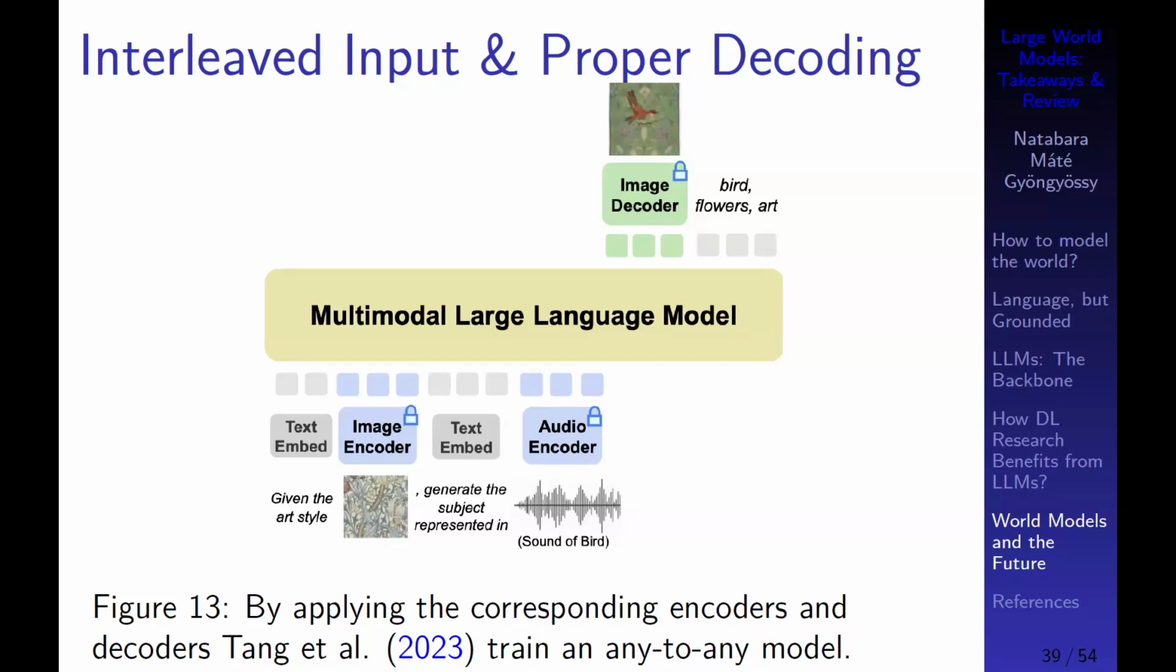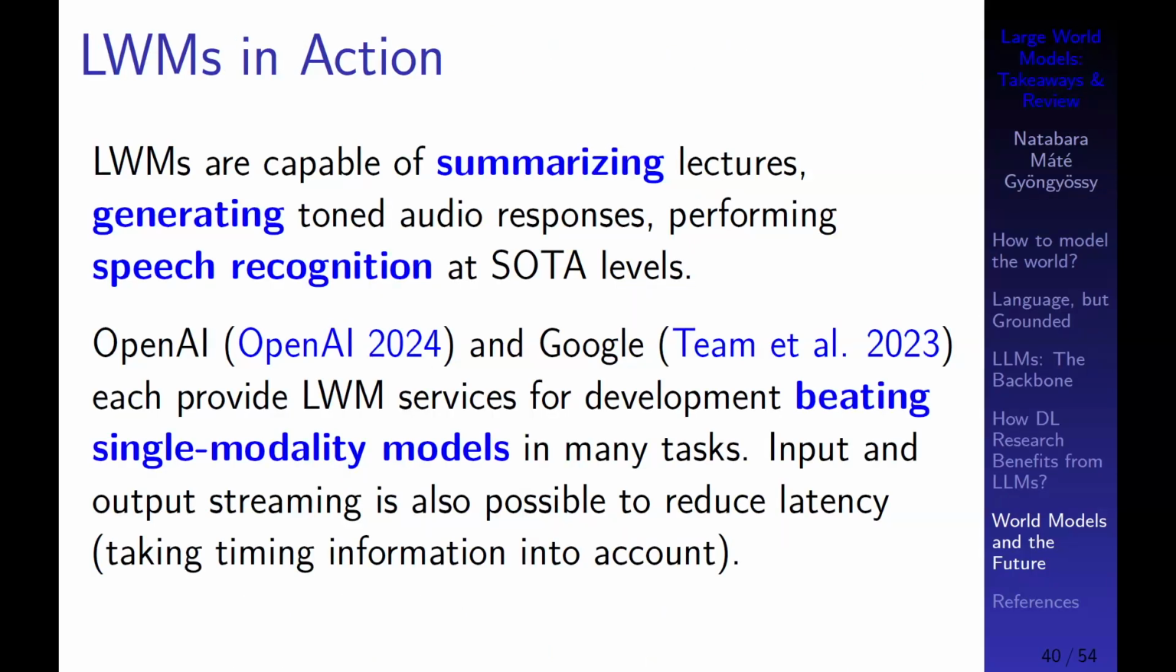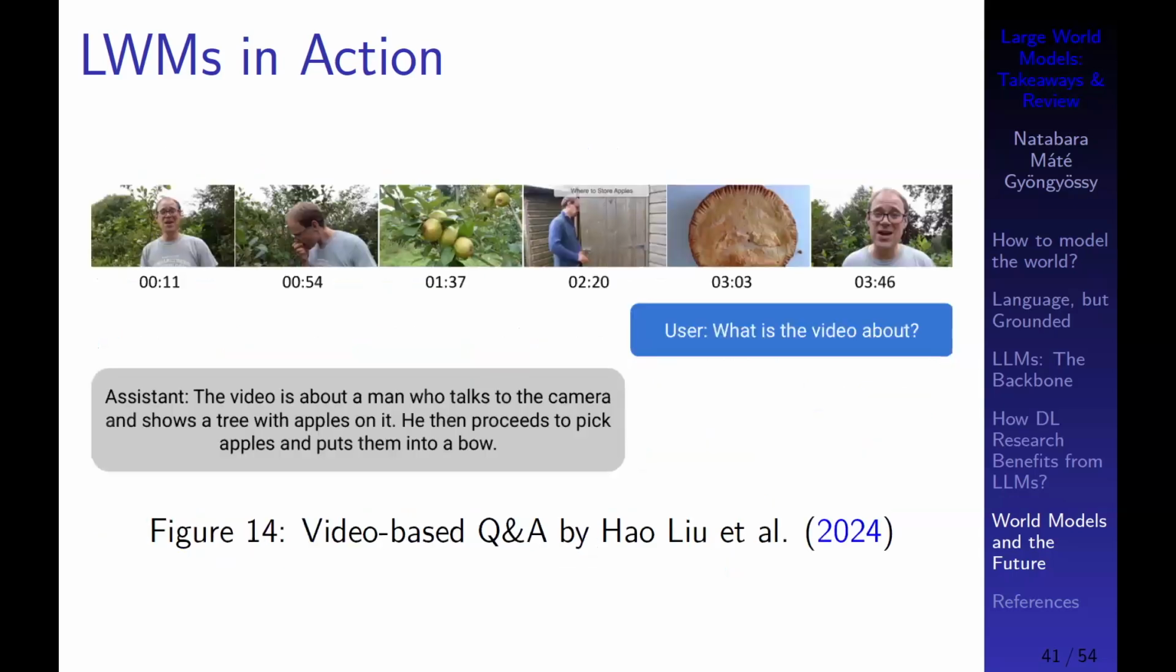For example, this model can do summarizing, generating tone audio, and recognizing speech. The interesting thing is that when you ground all of these modalities together, you get a better result than single modality models. They will get better even in language understanding, and they will get better in image classification, object detection, and whatever, because all of these modalities ground together, and they get a little bit more robust to all of the errors which are in the bad quality data.